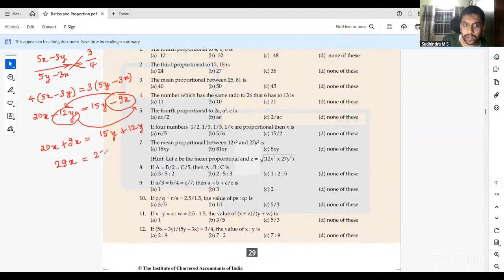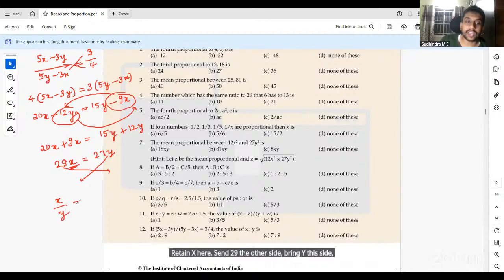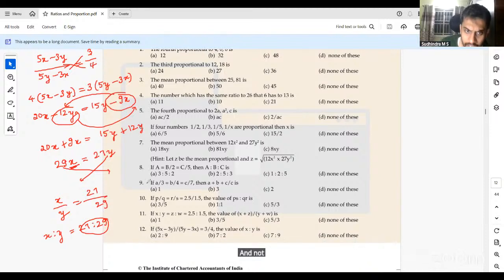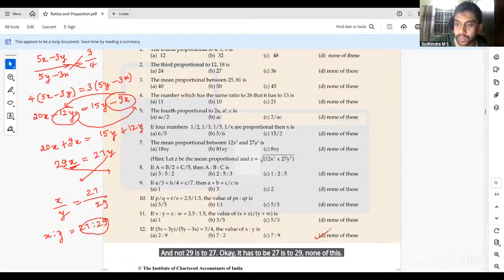29x equals 27y. What are they asking us? X is to y. Correct? So, retain x here. Send 29 the other side. Bring y this side. X by y equals 27 divided by 29. X is to y is the ratio required. 27 is to 29 is the answer, and not 29 is to 27. Okay, it has to be 27 is to 29. None of this.